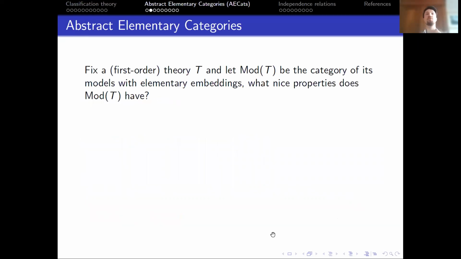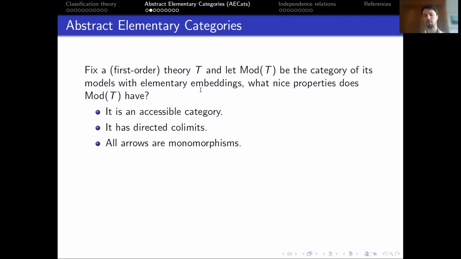Since we're taking inspiration from the world of model theory, where we work in the category of models of a first order theory, it would be natural to ask what nice properties such a category has. I write Mod T for the category of models of T and elementary embeddings as arrows. What nice properties do we have? It's an accessible category. It has directed colimits. All arrows are monomorphisms, because elementary embeddings are always injective.